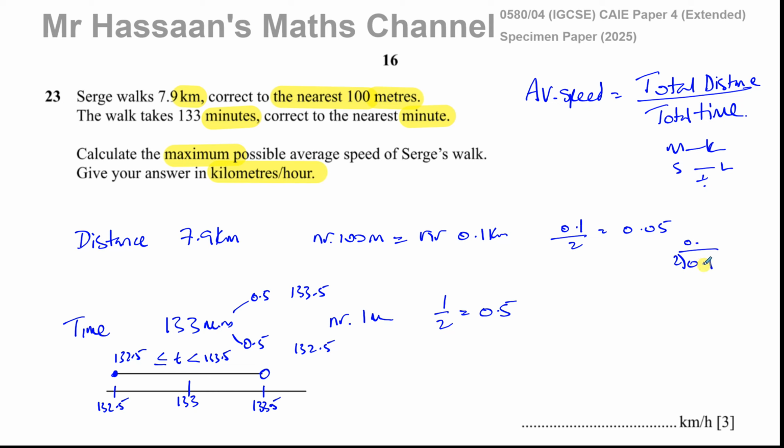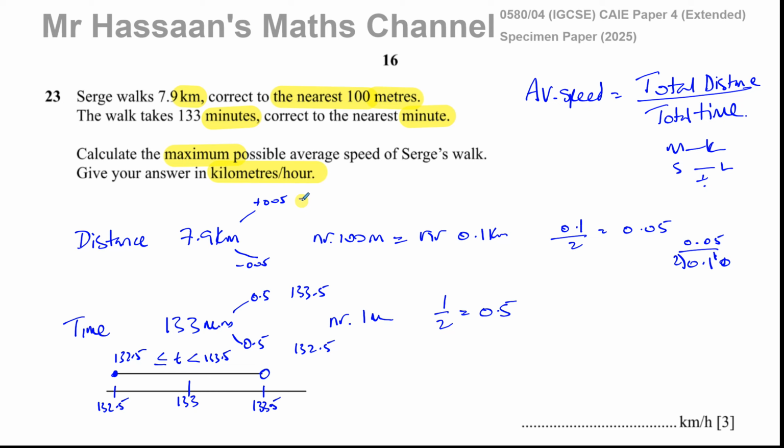2 into 0 goes 0. 2 into 1 goes 0, remainder 1. Put a 0 in front of that one, after that one. 2 into 10 goes 5, 0.05. So basically you just add another 0 and then put a 5 there when you divide 0.1 by 2. That's 0.05. So the upper bound will be 7.9 plus 0.05, and the lower bound will be 7.9 minus 0.05.